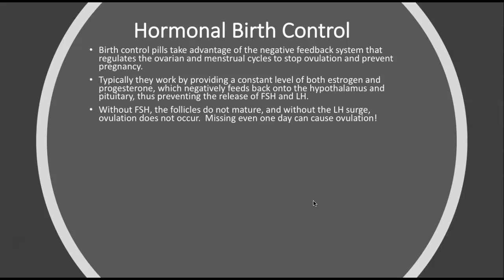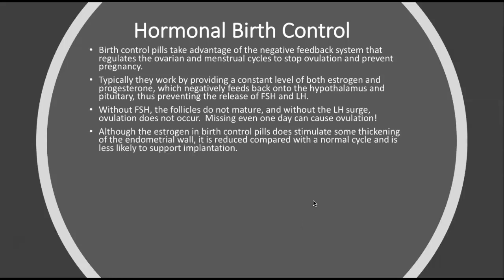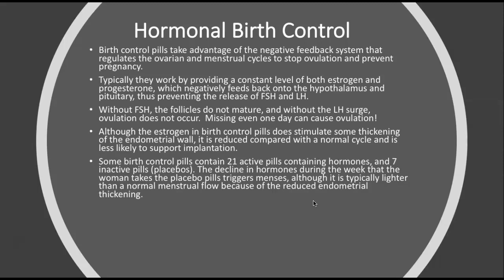However, what this means is that missing even one day can cause ovulation. Although the estrogen in birth control pills does stimulate some thickening of the endometrial wall, it's much reduced compared to what you would get with a normal cycle, and it's less likely to support implantation. Some birth control pills contain 21 active pills, which have hormones, and 7 basically sugar pills or placebos. The decline in hormones during the week that the woman will take the placebo pills might trigger menstruation, although it will typically be a lighter menstruation than a normal one because there's reduced endometrial thickening.